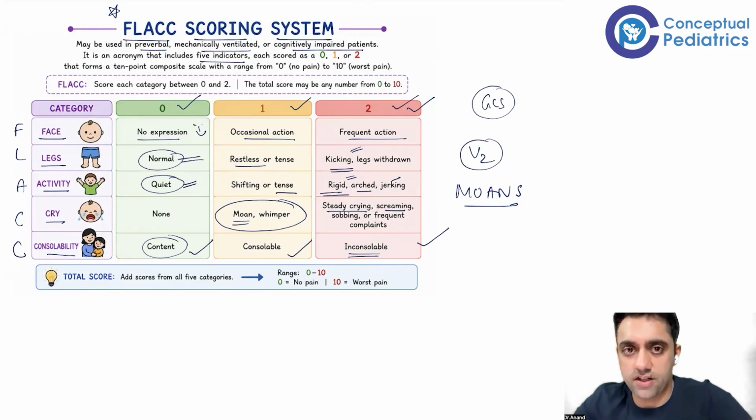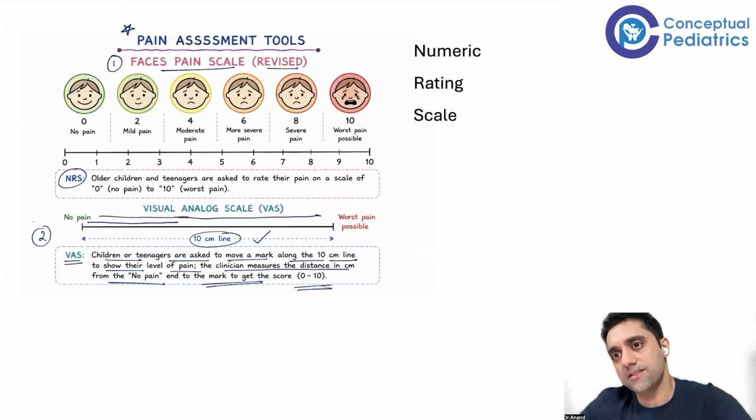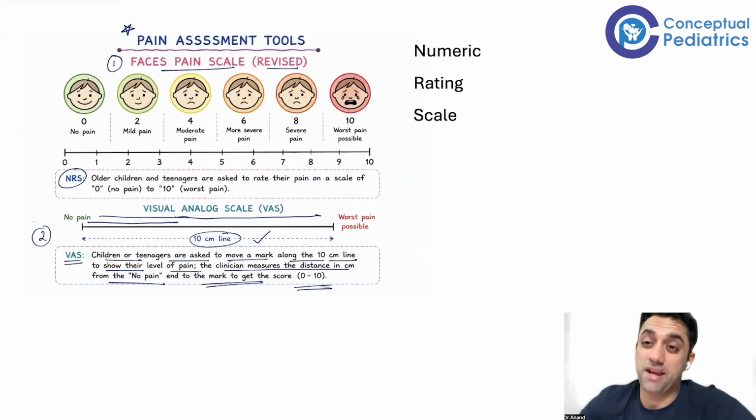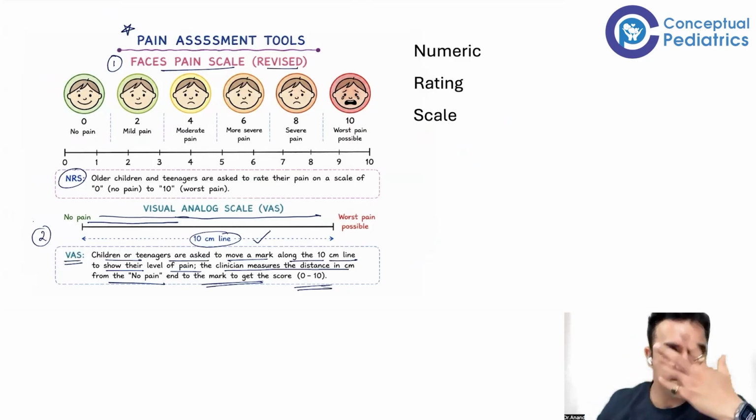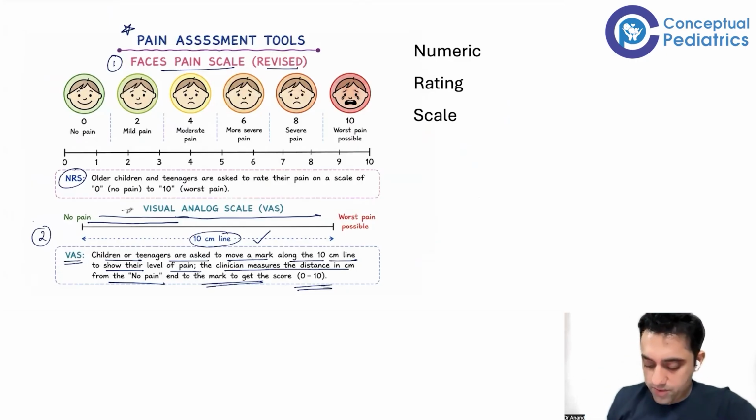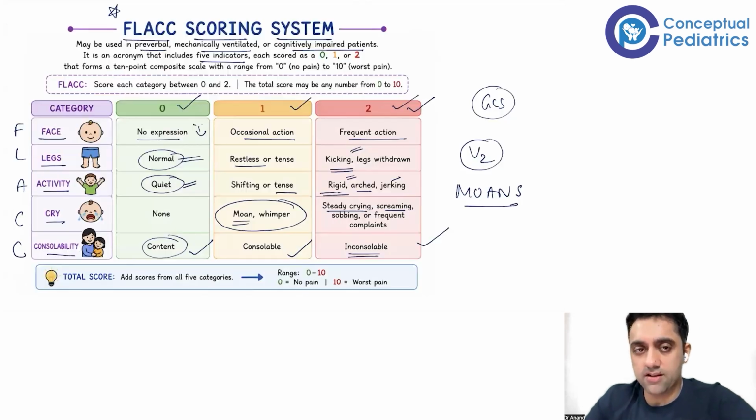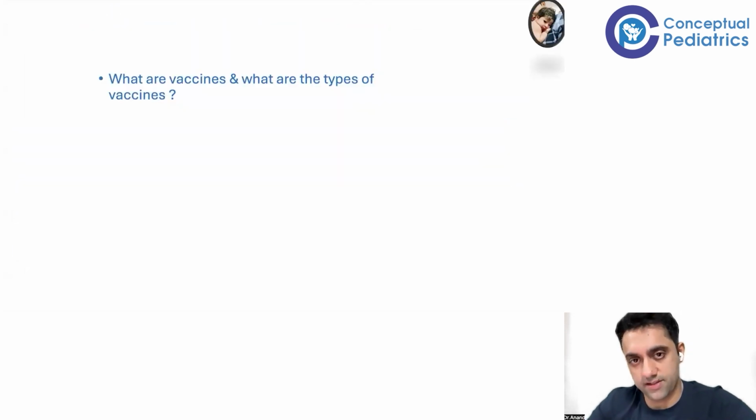I'll repeat again: whenever you give a vaccine and you have a pain scale, they can ask this in an exam. This is one of the latest ones. That is why, before even starting vaccines, I told you the pain scales. So remember, the pain assessment tools are number one, the FACES pain scale; number two, the visual analog scale; and then the FLACC scoring system.